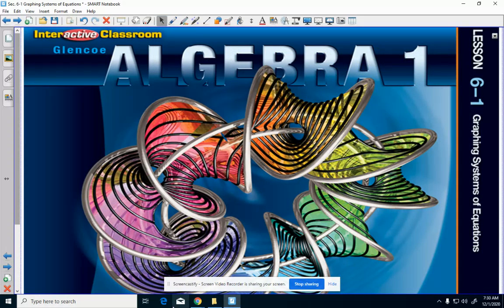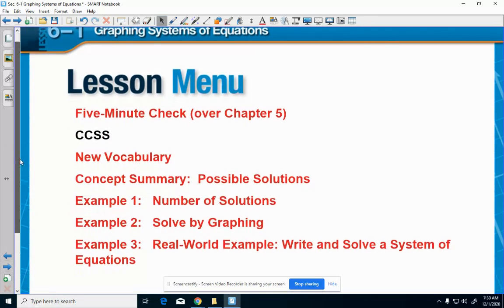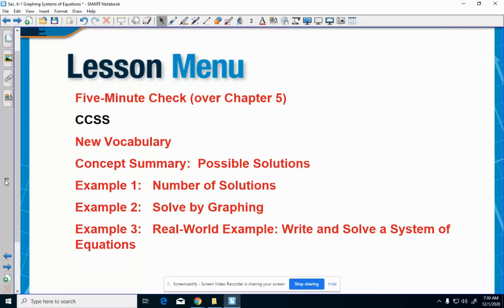If you have not, you're going to label your notes today 6-1. We're starting chapter 6. We finished chapter 5 before Thanksgiving. So, graphing systems of equations. We're only going to look at a couple of examples today. We're going to take a look at how do we find those solutions? How do we graph them?